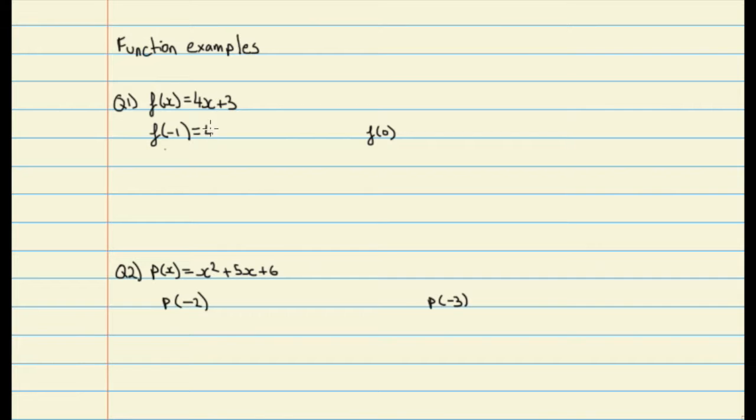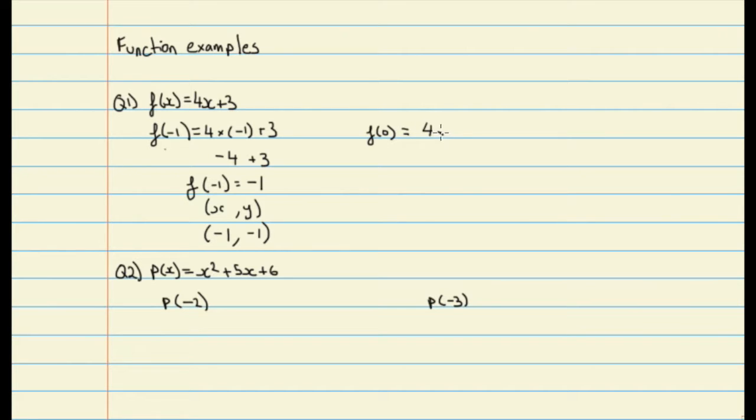So if I solve that question, I will have 4 times minus 1 plus 3. And that will give me negative 4 plus 3, which is negative 1. So the x value and the y value for this function at this certain point will be negative 1, negative 1. For the next one, I have f of 0.